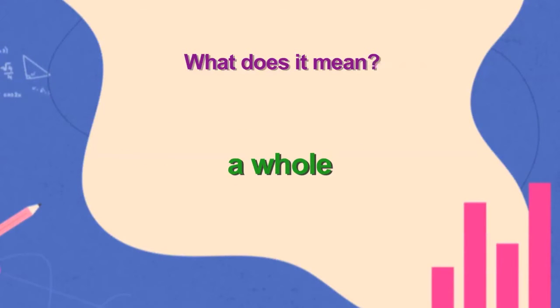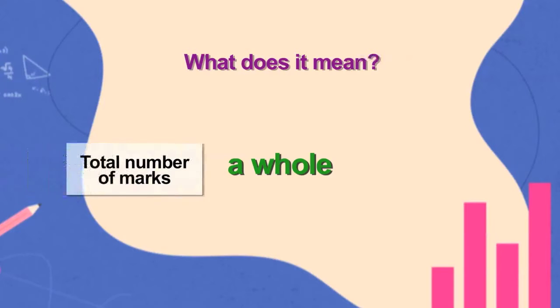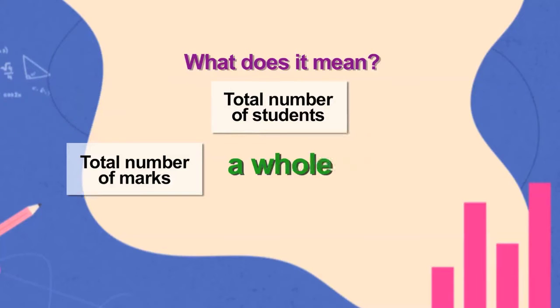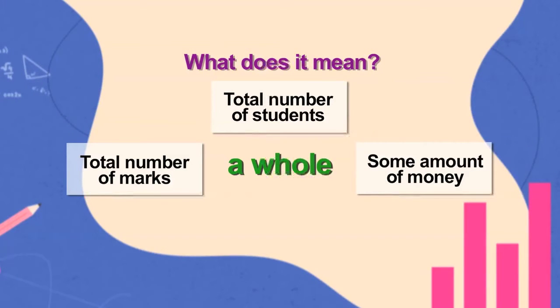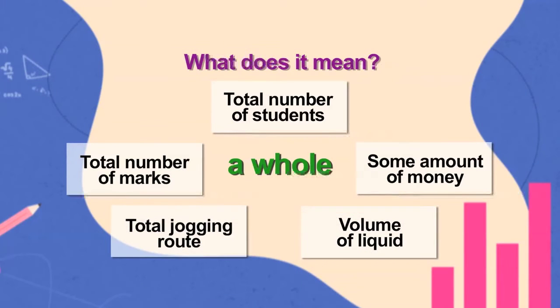Some examples of a whole are total number of marks, number of students, some amount of money, total jogging route, and volume of liquid.